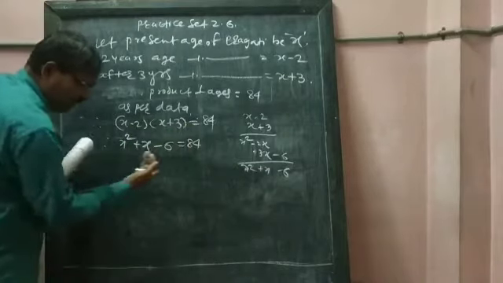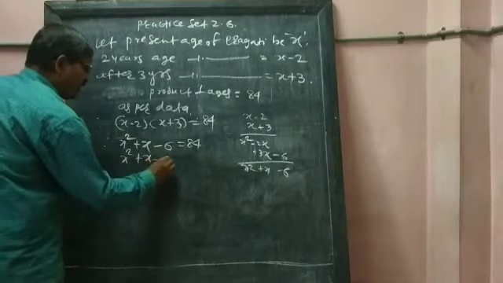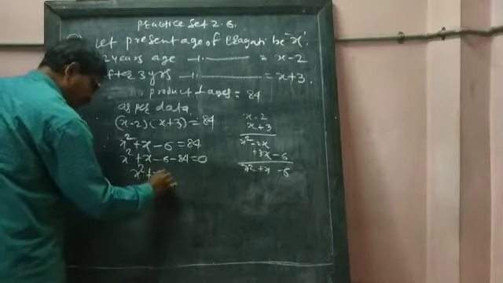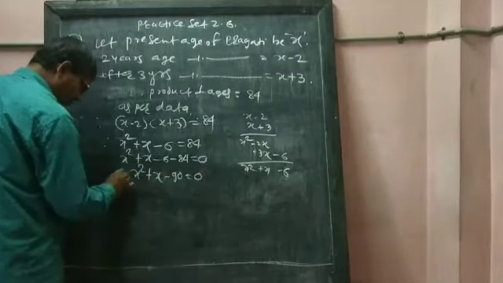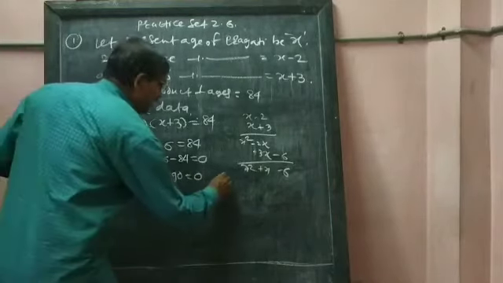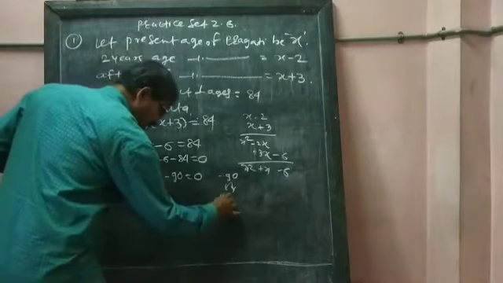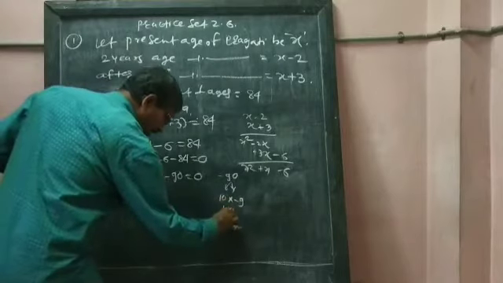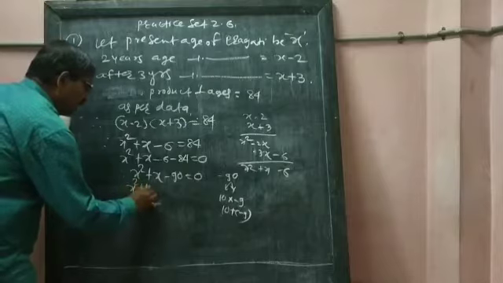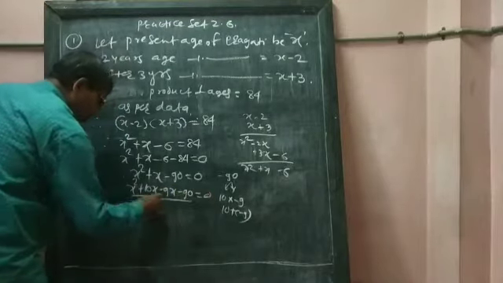Now that 84 will come to the left hand side. What will happen? x square plus x minus 6 minus 84 is equal to 0. Thus x square plus x minus 90 is equal to 0. Now what do we want? Here 90 should be split. We should split 90 into 10 and minus 9, so that their sum is 1. So x square plus 10x minus 9x minus 90 is equal to 0.